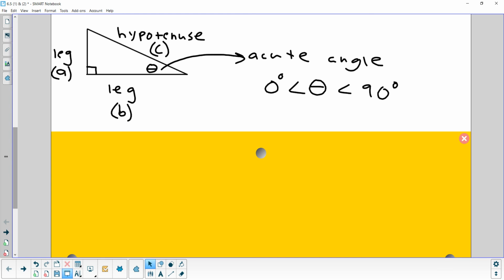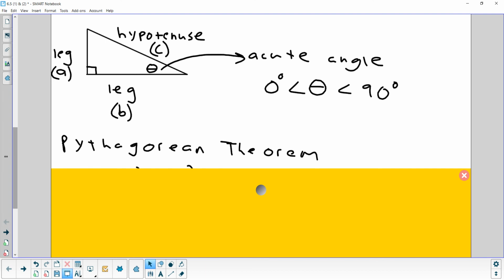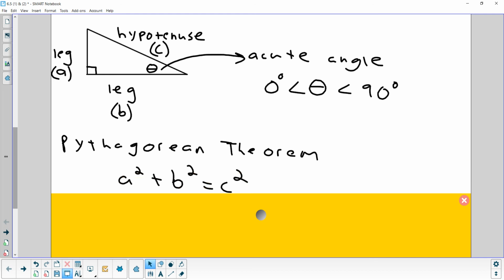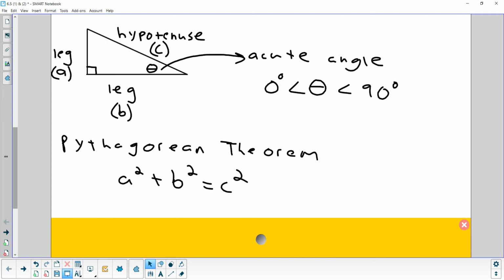All right, there's a theorem that we can use that tells us a relationship between all the sides. It's a theorem that does apply to right triangles, and it's the Pythagorean theorem. Can anyone tell me what that theorem is? Mabel? A squared plus B squared equals C squared. Okay, A squared plus B squared equals C squared. And we're going to take a look at why that's true in a second.